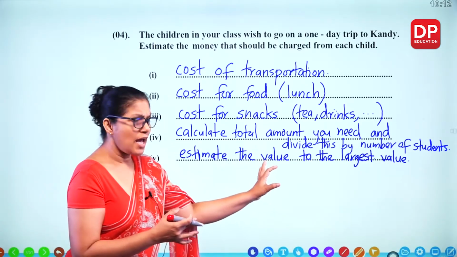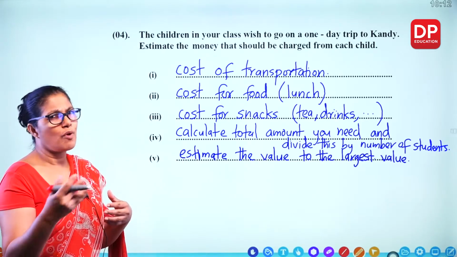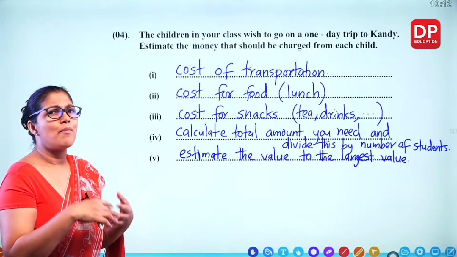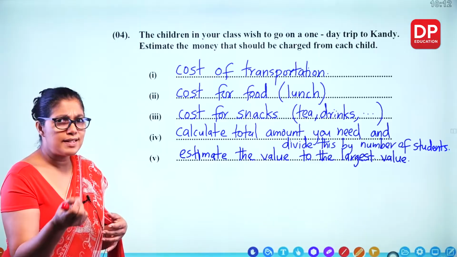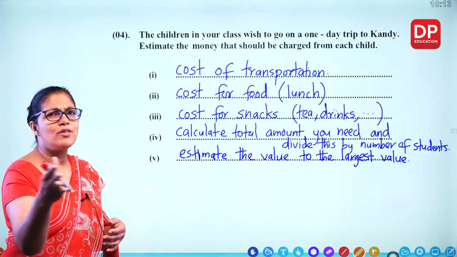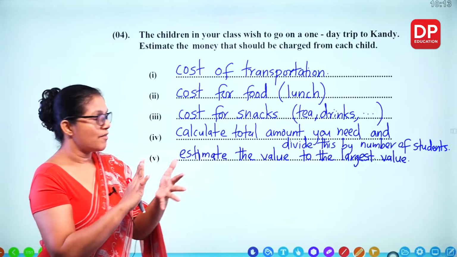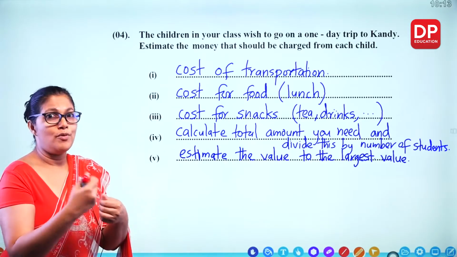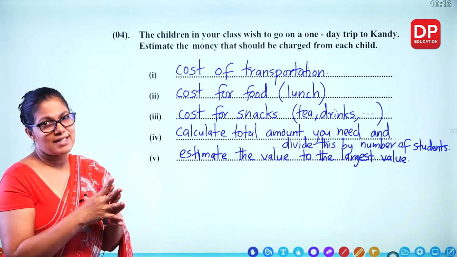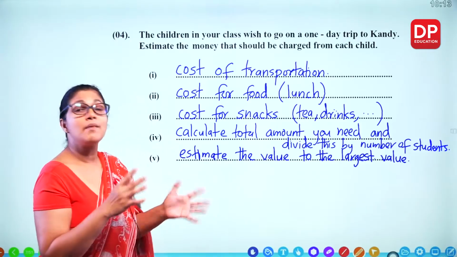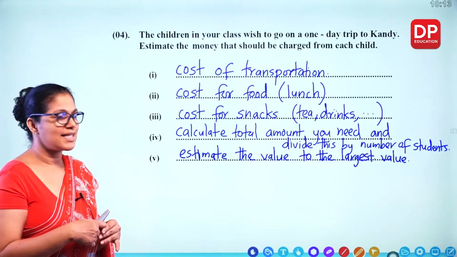So sometimes this might be extra. So what we can do, we can buy more snacks, or we can distribute the extra money to the students after the trip. So always we calculate a rough value, and you can ask the students to pay more than that. So that's why estimations are really important in day-to-day activities.